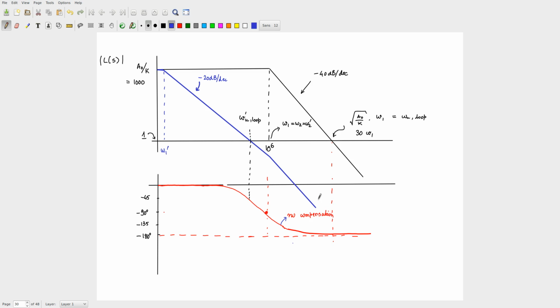So if you take this guy, how will its phase plot look? At this point, it should go to minus 45. At all of this region, it should go to minus 90, and then here it should come to minus 135, and then you are down here. Is that right? Okay. So that phase plot for this compensated guy should actually look something like that. I'm sure all of you can figure this out, okay.